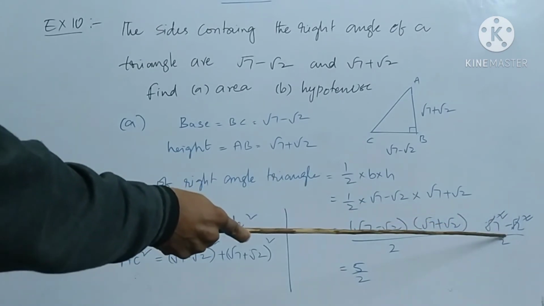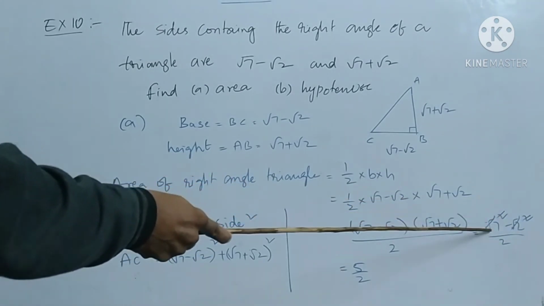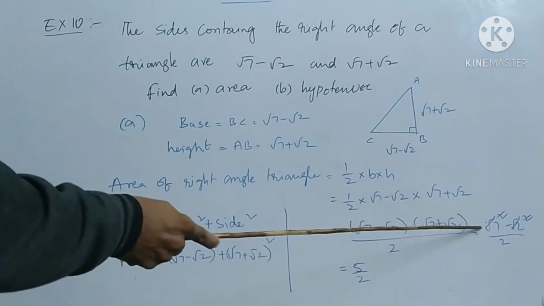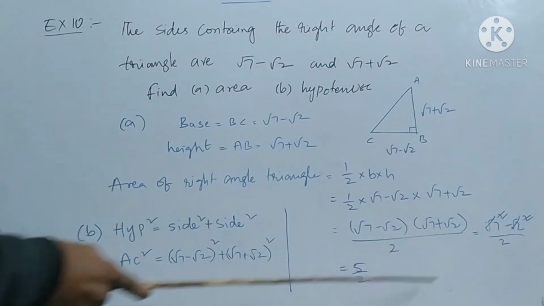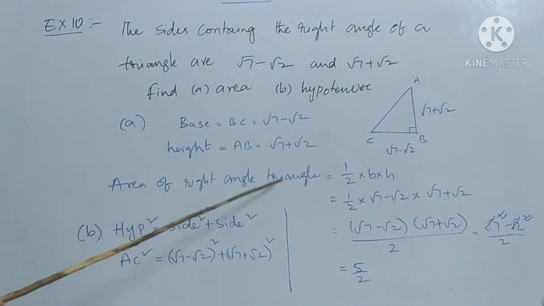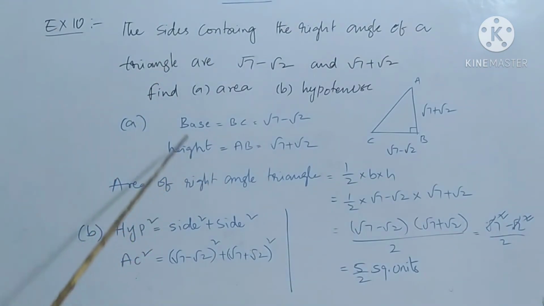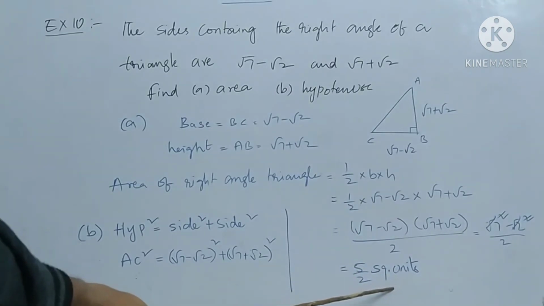So a square minus b square. Here square root cancels, square root cancels. So the result is 7 minus 2, that is equal to 5 by denominator 2. So the area of the right angle triangle is 5 by 2. Area units are square units. Result is 5 by 2 square units.